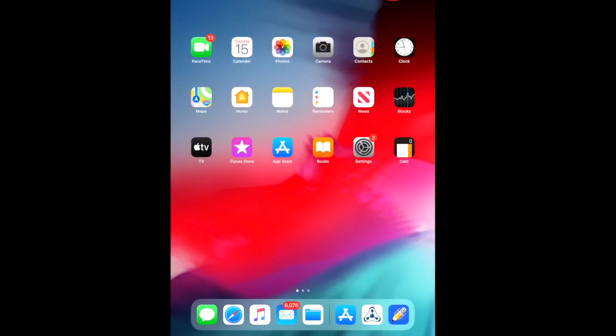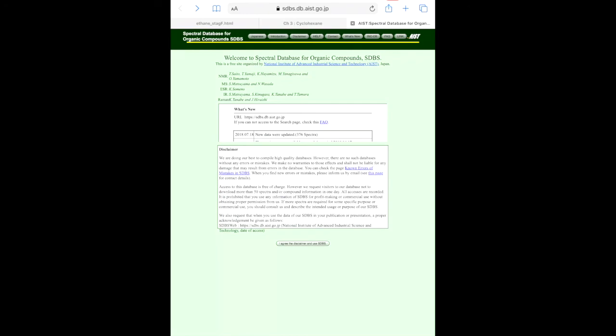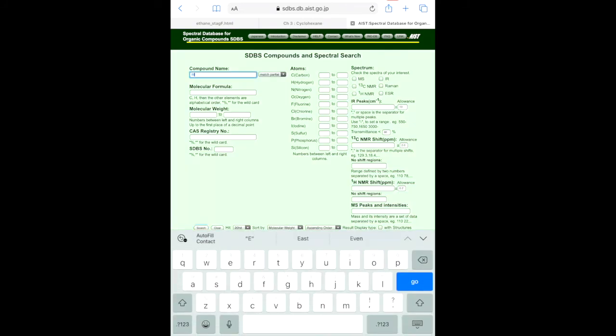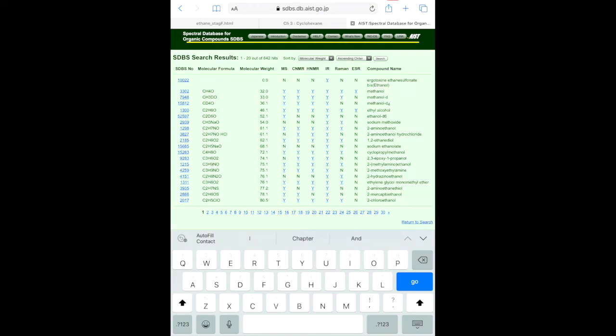So I'm going to take you to another really useful website now, which is the Spectral Database for Organic Compounds, SDBS. Go ahead and type that into your web browser. It'll pop up real quick. You'll get this screen. You agree to the bottom disclaimer so that you can look at all of the cool IR spectra, or just spectra in general. Ethanol is what I'm going to type in the compound name. You can type in other things as well, but obviously tons of things come up. But we can go ahead and find ethanol.